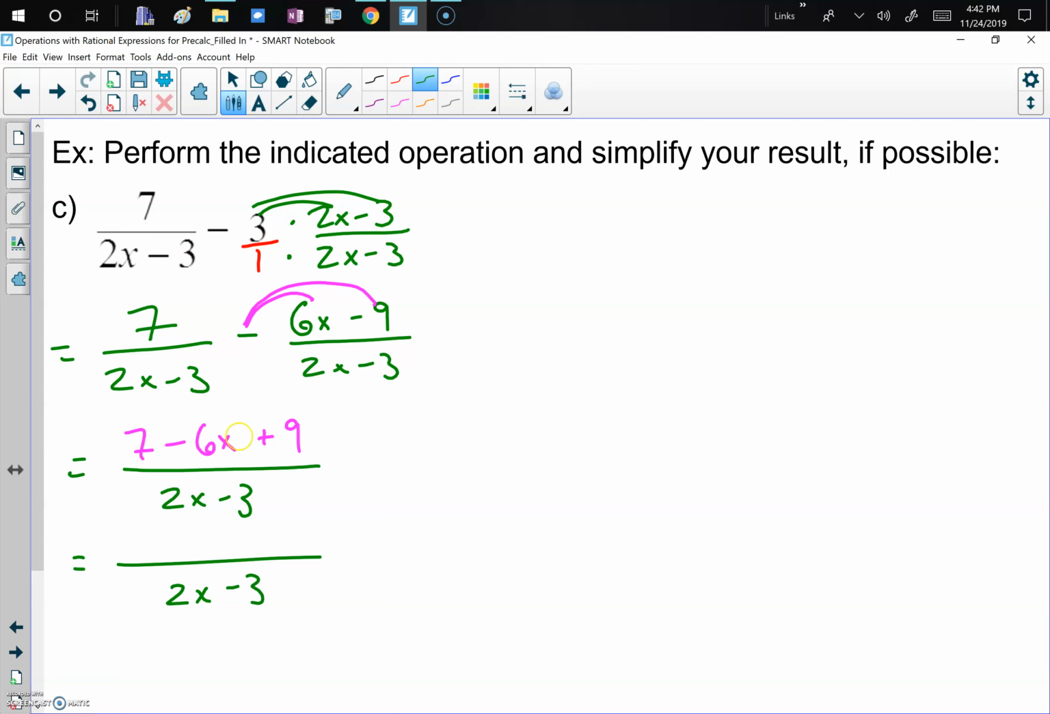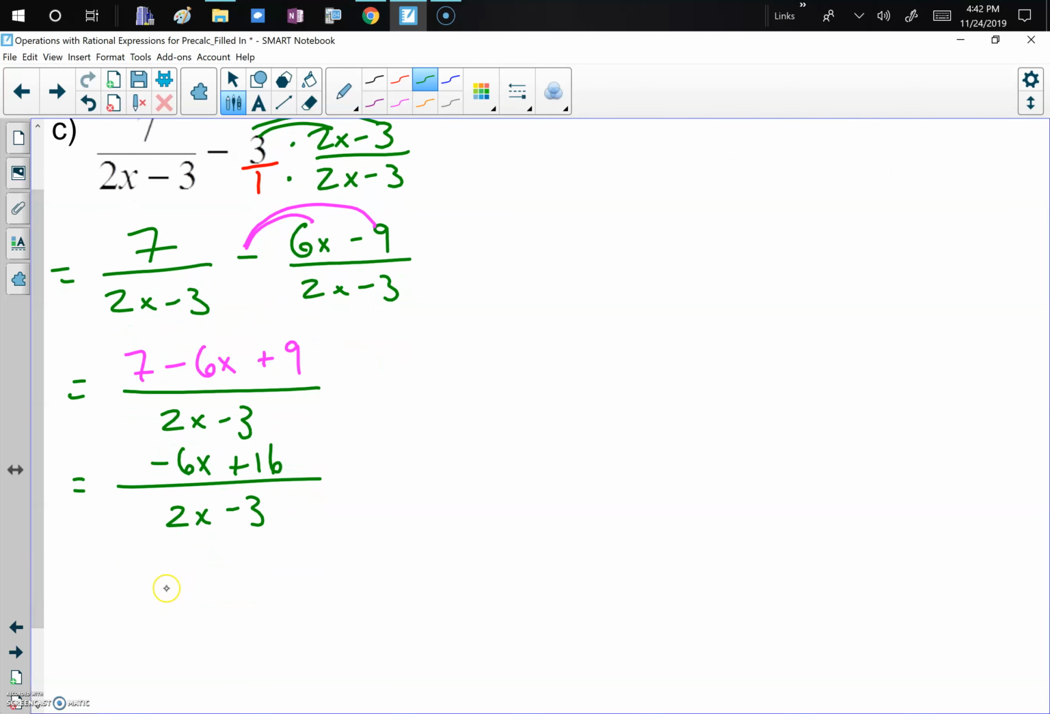So I can go ahead and combine like terms here. 7 and 9 are like terms. Those will add up to 16. And negative 6x can't combine with anything else, so he's left alone. Now here, again, we want to simplify, and if we're not sure whether or not we can simplify, the safe bet is to go ahead and factor to see if there ends up revealing a common factor.